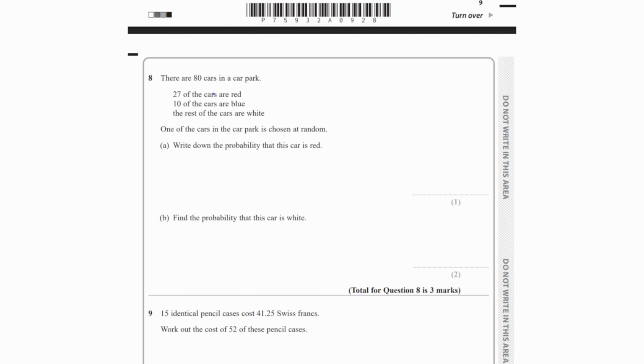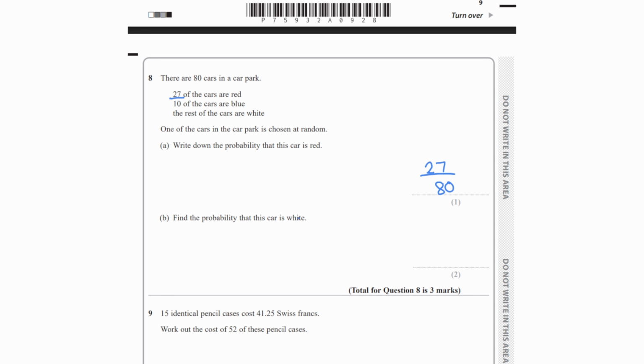Okay, question 8. There are 80 cars in a car park. 27 of the cars are red, 10 of the cars are blue, and the rest of the cars are white. One of the cars in the car park is chosen at random. Write down the probability that the car is red. It tells us 27 of the cars are red out of 80 cars in total. That's the probability of picking a red car.